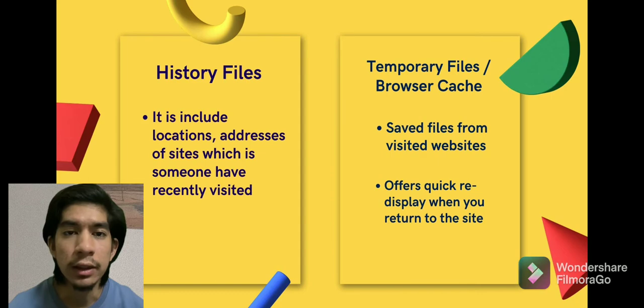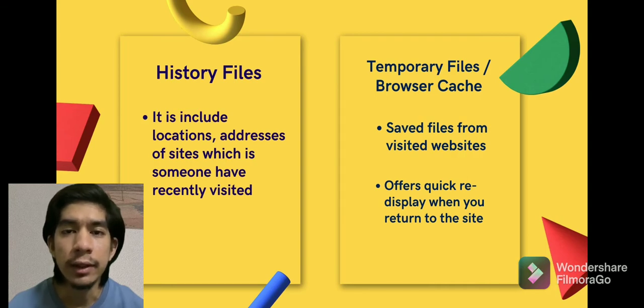History files are regularly a backup version of our files in the documents, music, pictures, videos, and desktop folders, and the OneDrive files available offline on our PC or laptop. Over time, you will have a complete history of your files. History files also include the location or address of sites someone has recently visited. It is different from temporary internet files.